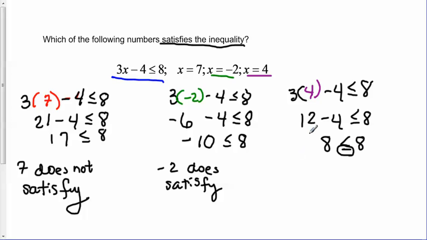So even though it's not less than 8, remember this symbol means less than or equal to. It just has to satisfy one or the other. And so this is in fact true. 8 is less than or equal to 8. So we can say that, remember what we did here? We put 4 in for the value for x. So we can say that 4 does satisfy the inequality. So that's how we're going to approach those kinds of problems.